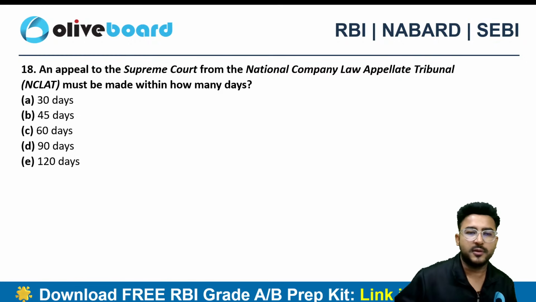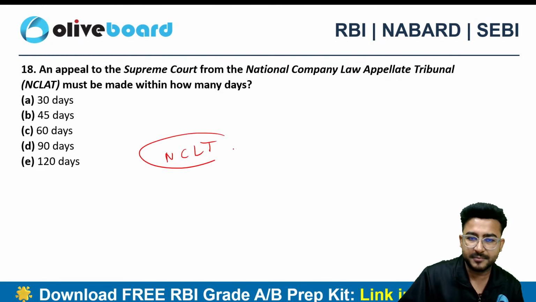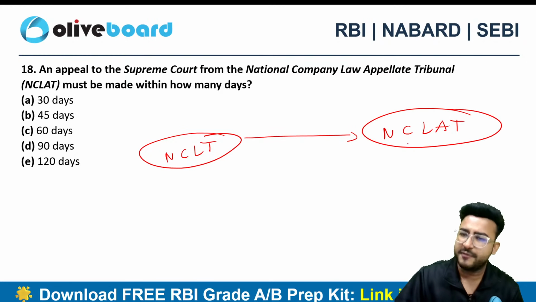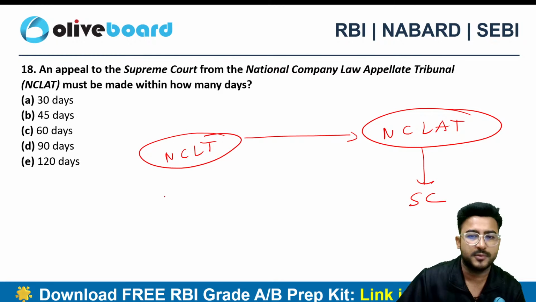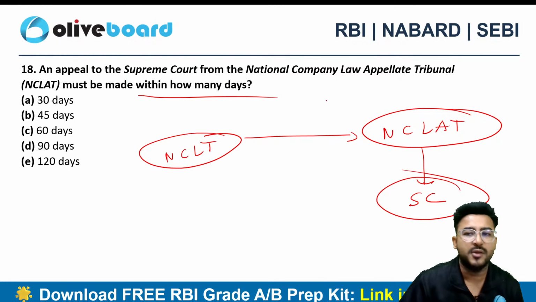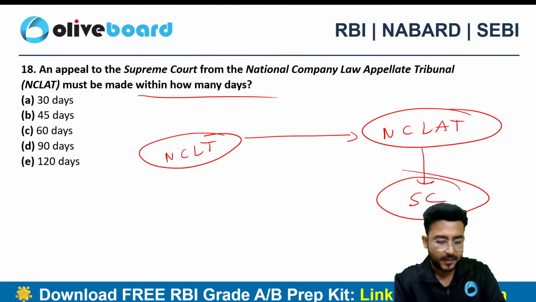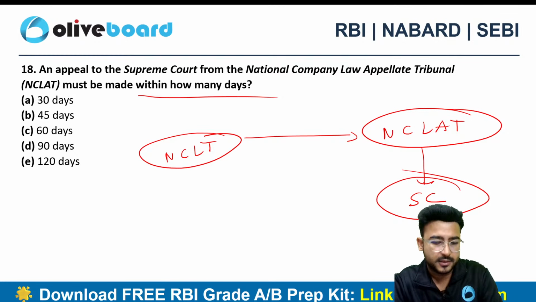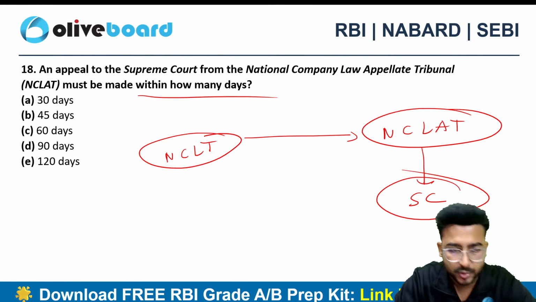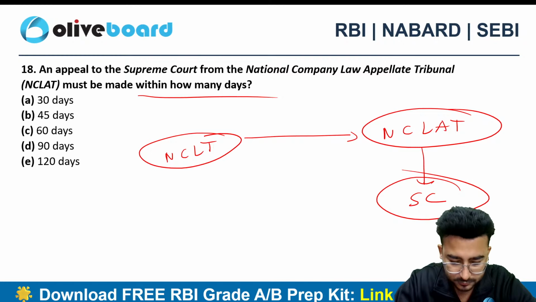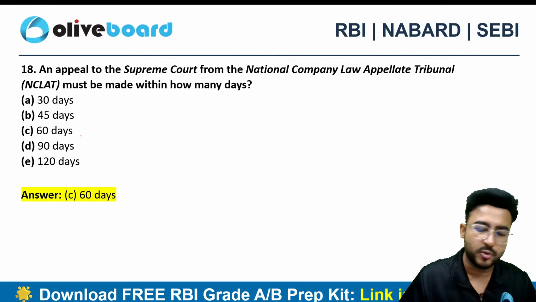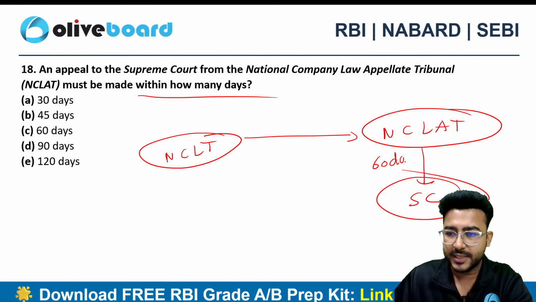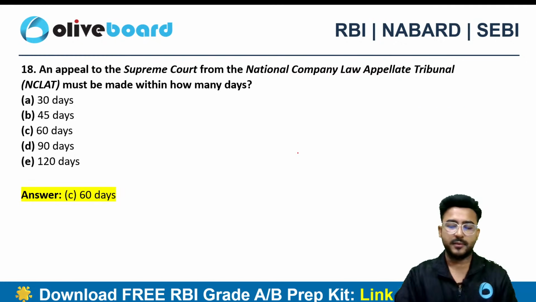An appeal to the Supreme Court. Now let's suppose I went to the NCLT, there I did not understand the decision, so I went to the NCLAT. There also, if I am not satisfied with the decision that NCLAT has taken, I can even go to the Supreme Court. Within how many days can I appeal to the Supreme Court? If I am not satisfied with the decision of the NCLAT, then within how many days can I go to the Supreme Court? The correct answer here is 60 days. I can go to the Supreme Court within 60 days. Okay. Next one.